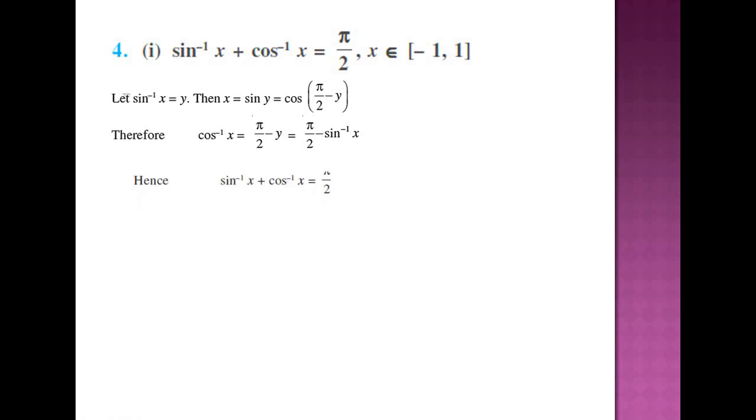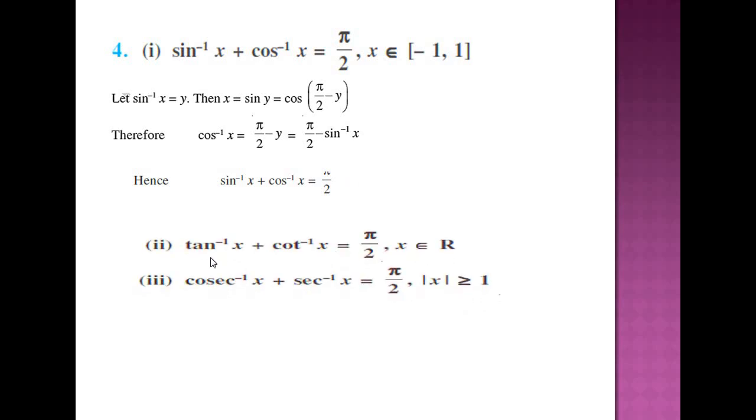So shift. So what happens? This minus sin inverse of x, when shifted to that side, gives cos inverse of x plus sin inverse of x is nothing but pi by 2, right? On the same lines, you have the remaining two. Tan inverse of x plus cot inverse of x is pi by 2 for x belonging to real numbers, and cosec inverse of x plus sec inverse of x is again pi by 2 for all mod of x greater than or equal to 1. So on the same lines, you can prove these two the way it has been proved, and you can check the result for yourself.